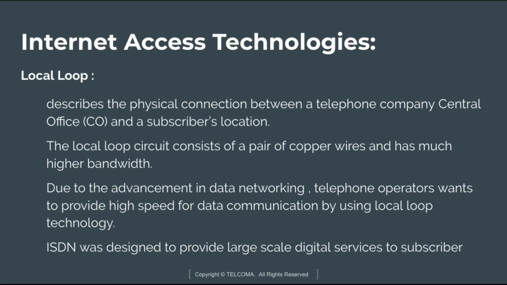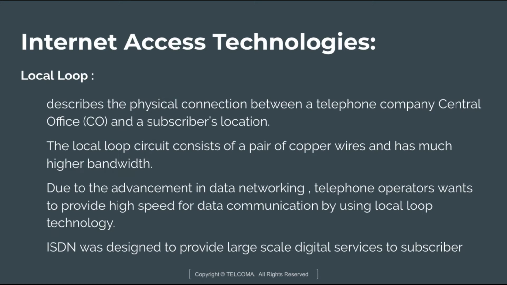Next, let's discuss the internet access technologies. First one is local loop. It describes the physical connection between a telephone company central office and a subscriber location. It is also known as local subscriber line and local loop. The local loop circuit consists of a pair of copper wire and has a much higher bandwidth to transmit the signal. Due to the advancement in data networking, telephone operators want to provide high speed for data communication by using local loop technology. Then ISDN was designed to provide large scale digital service to the subscriber.